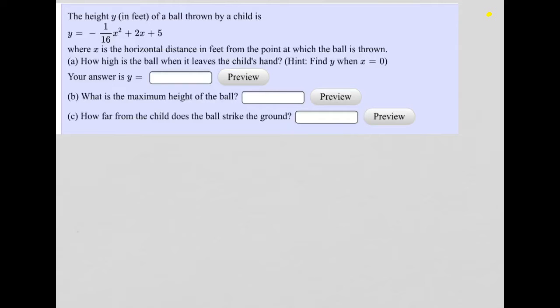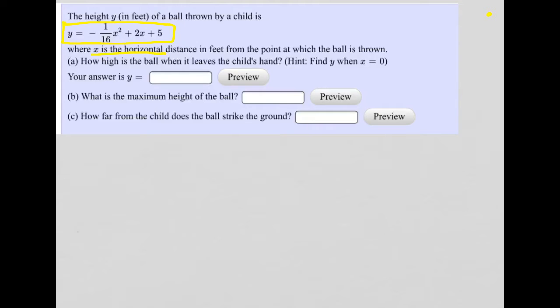This example says the height y in feet of a ball thrown by a child is this right here, where x is the horizontal distance in feet from the point at which the ball is thrown. So x is the horizontal distance. Part A wants us to find how high is the ball when it leaves the child's hand.